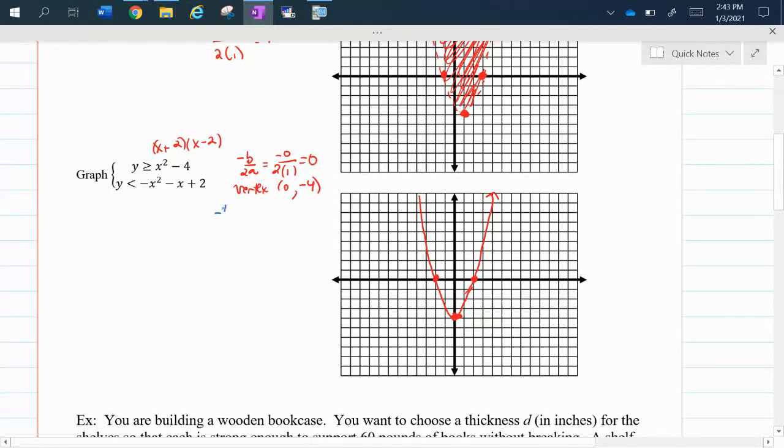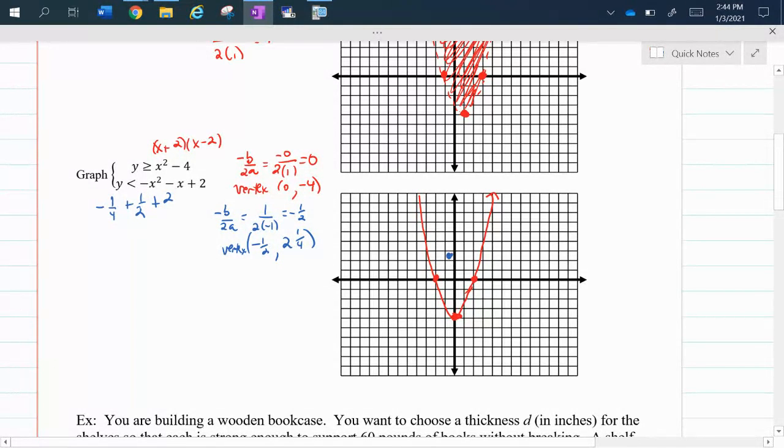So I'm going to do negative b over 2a again. That's 1 over 2 times negative 1, which is negative 1/2. So this one has a vertex at negative 1/2 comma something. Negative 1/2 squared would be 1/4 minus negative 1/2, so that would be plus 1/2 plus 2. Negative 1/4 plus 1/2 is 1/4, and 1/4 plus 2 would be 2 and 1/4. So I'm just getting the vertex. Negative 1/2 comma 2 1/4.